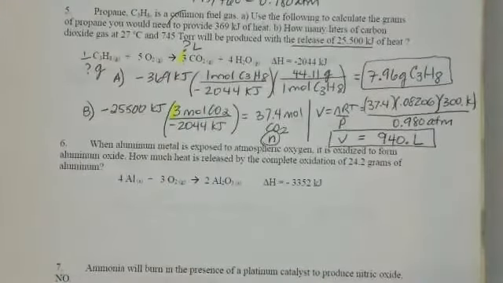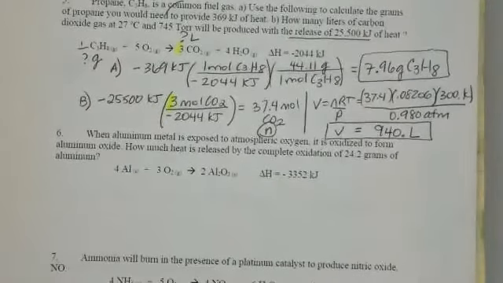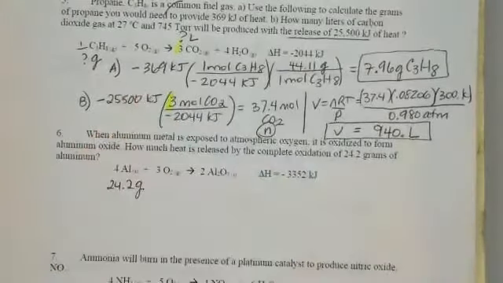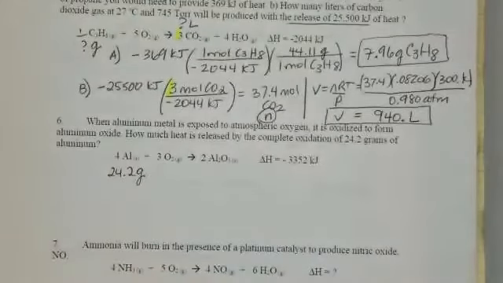All right, so one more here before we move on to something else. It says when aluminum metal is exposed to atmospheric oxygen, it oxidizes to form aluminum oxide. How much heat is released by the complete oxidation of 24.2 grams of aluminum? That is an oxidation step, it's being oxidized by oxygen. Don't get caught up in the terminology. It just means that this reaction goes 100%.